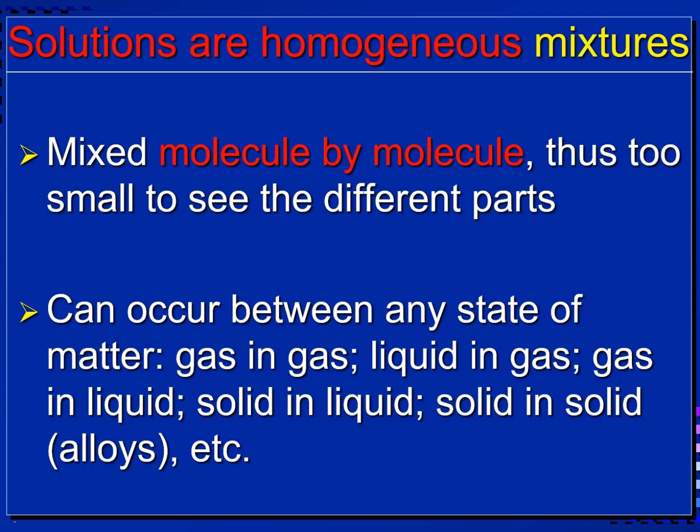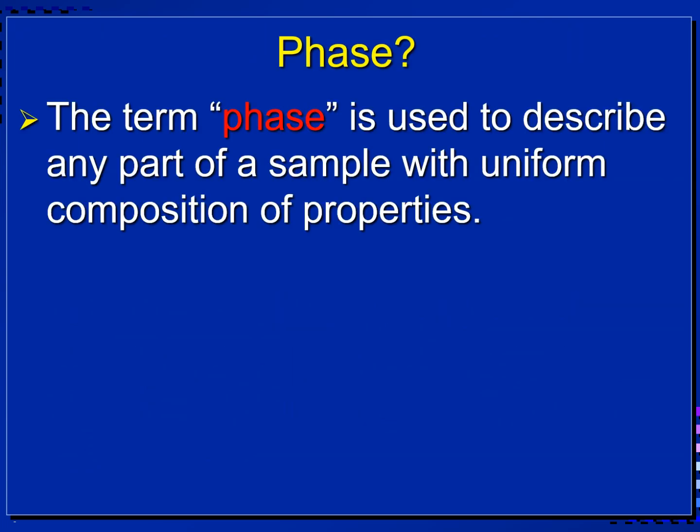You could even have a solid dissolved in a solid. We call those metal alloys. If you're a big Marvel fan, Tony Stark's armor was a gold titanium alloy. Literally, you just melt gold, you melt titanium, mix them together, you have yourself an alloy. That is a homogeneous mixture. That was the idea there.